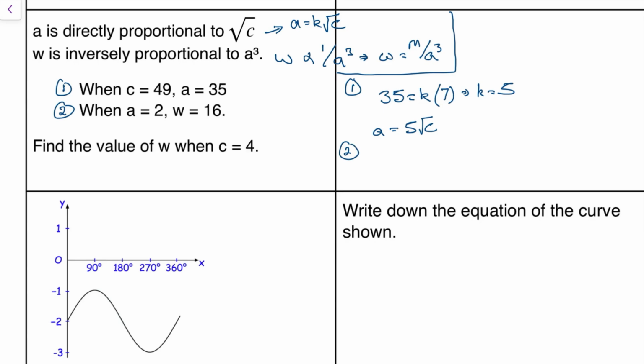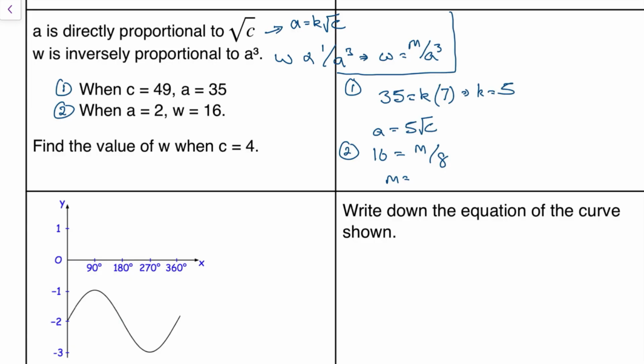Using number 2. Now, this one looks slightly hard, but it's not too bad. I know that 16 is equal to M, that I don't know, I'm trying to find out, divided by A cubed, where 2 cubed is 8, which means that M is equal to 16 times 8. I'm going to get my calculator out.